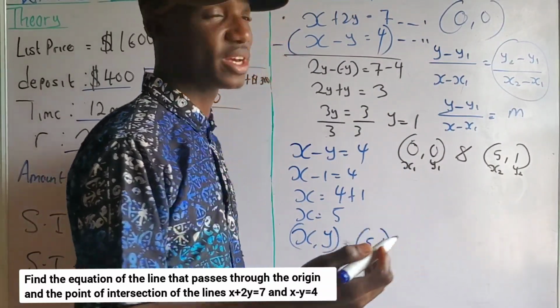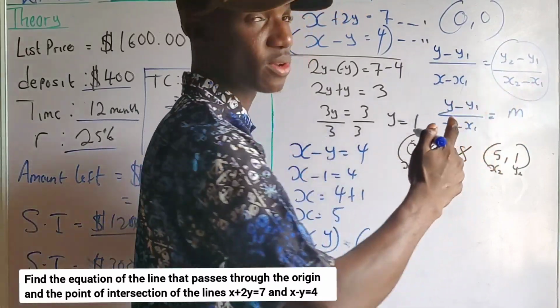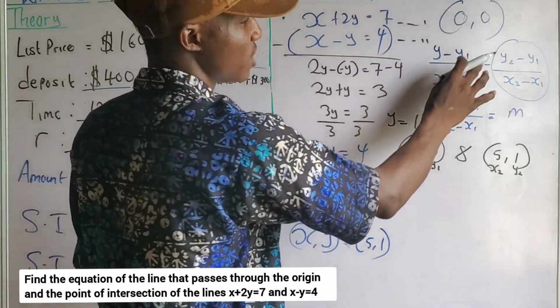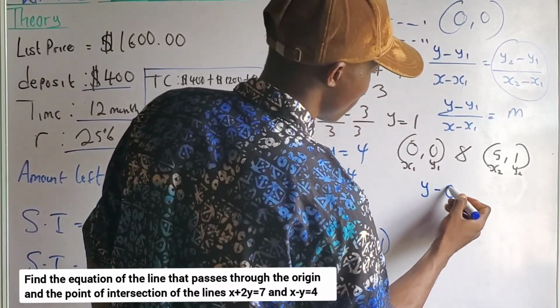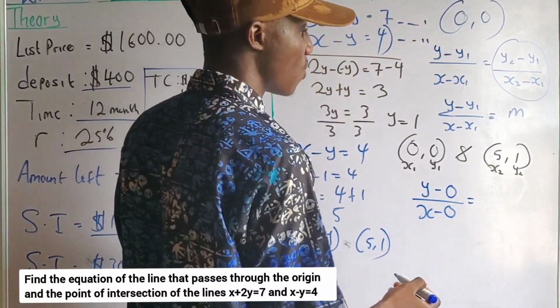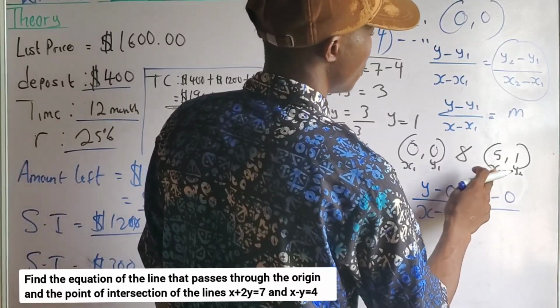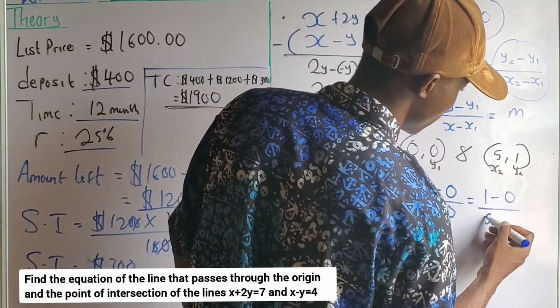And you can do it the other way around. Just calculate the gradient, which is y2 minus y1 over x2 minus x1, and equate it to what we have here. Okay? So let's use this one. We have y minus y1 over x minus x1 equals y2 minus y1 over x2 minus x1. y1 is 0, so y minus 0 all over x minus 0 equals to 1 minus 0 all over x2, which is 5, 5 minus 0.